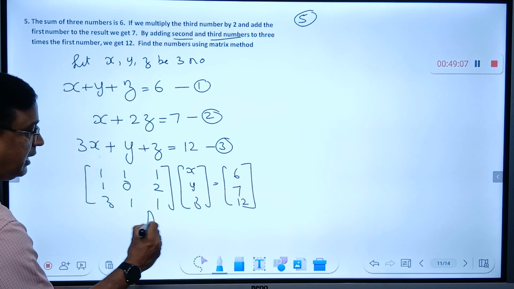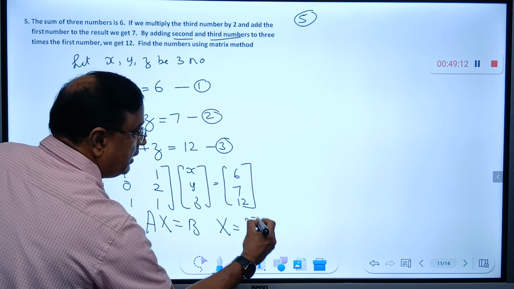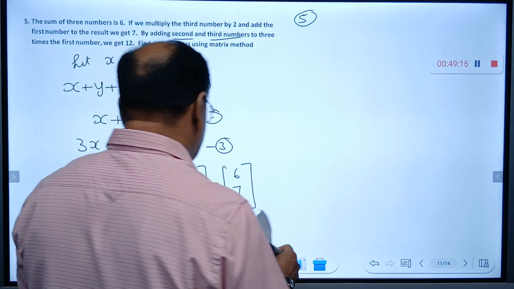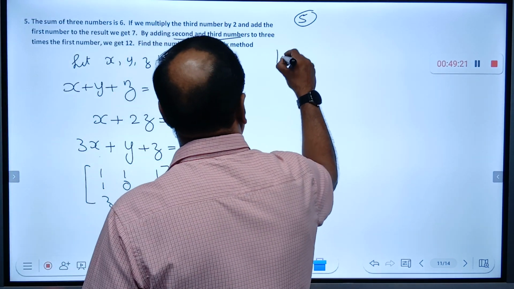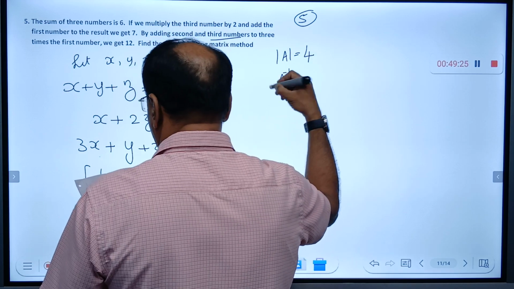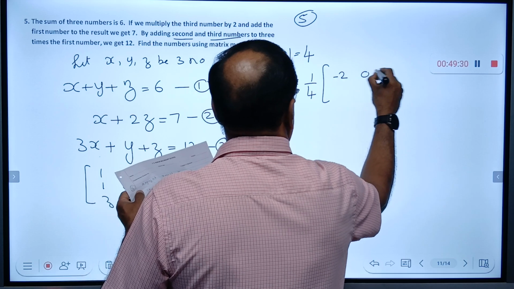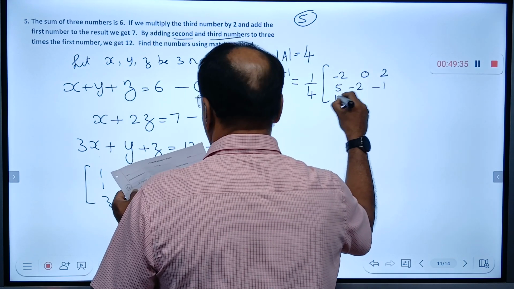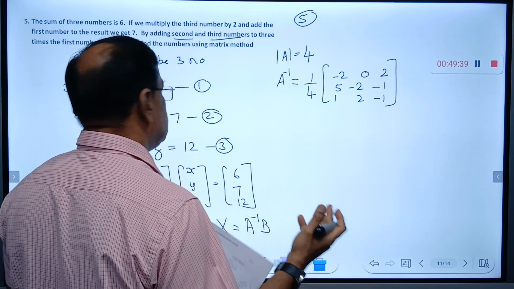So this is AX equal to B. So what will be X? X will be A inverse B. To find A inverse, first of all, I have to find the determinant value. So what is my determinant value? When I solve this problem, I get the determinant value as 4, which you can try. And I find A inverse, that also you can try. I'm writing it here so that you can cross check: minus 2, 0, 2, 5, minus 2, minus 1, 1, 2. Otherwise, if I do all this, it takes a lot of time, and you also will not get a chance to try.